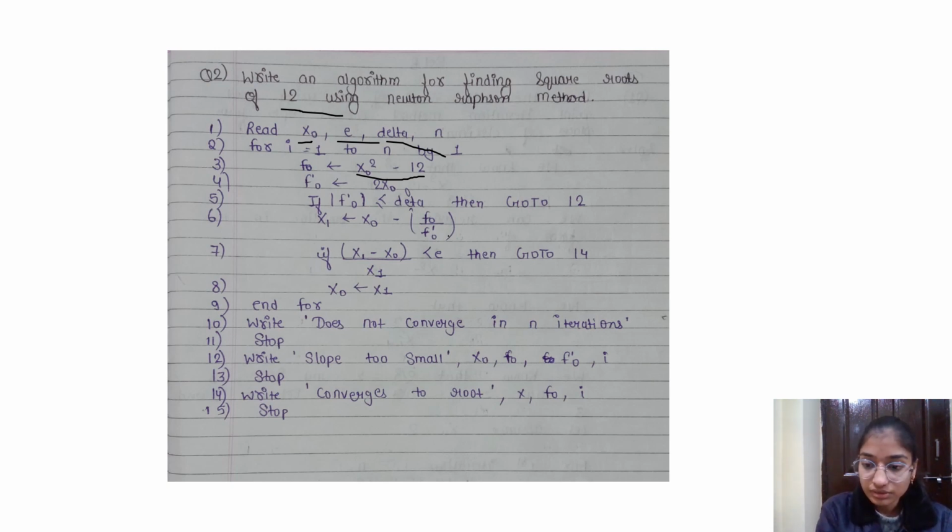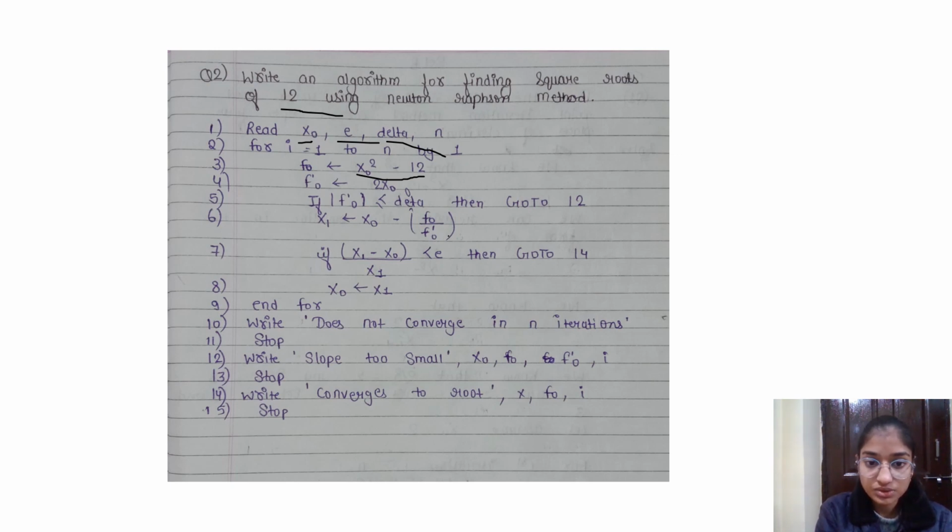How do we find the differentiation? We know that the formula for the differentiation of x to the power n is n times x to the power n minus 1. So here it comes out to be 2x0, and the differentiation of 12, being a constant, becomes 0. So f dash 0 is 2x0. In step 4, we are assigning 2x0 to f dash 0.